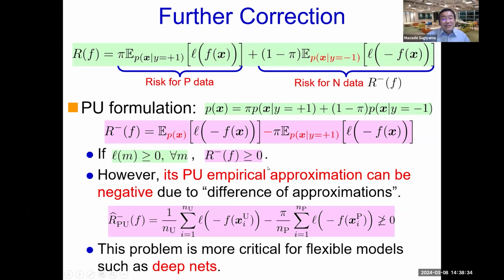So this means even if the loss function is non-negative, this empirical approximation R hat minus can be negative. And this problem happens for complex models. In particular, if you use neural networks, then this negativity problem almost always appears. It actually causes heavy overfitting in practice.